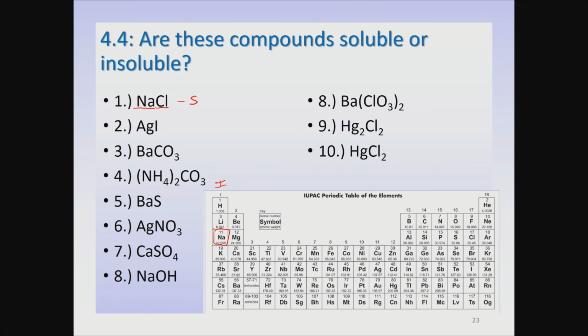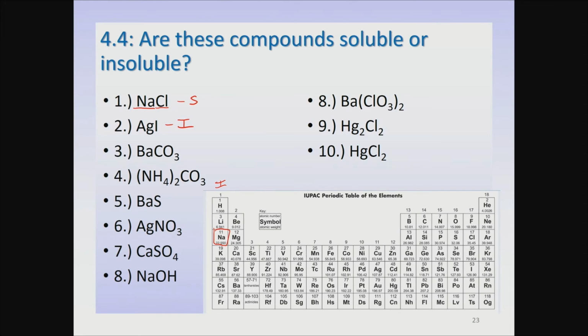Okay, so we don't really have a lot of information about silver and its solubility, so we sort of have to focus in on the iodide. And so you may recall that iodide is one of those halides that is generally soluble unless the counterion is silver, mercury, or lead. And you can see that there's a silver counterion there, so this is going to be considered insoluble.